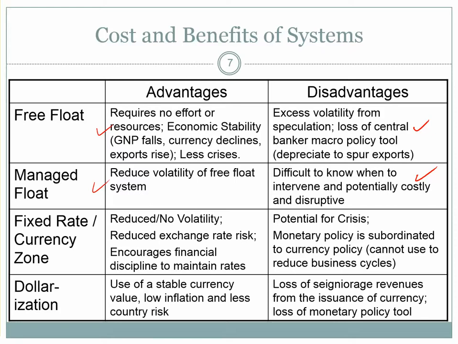A fixed rate system or a zone, like the Eurozone: the main benefit is there's actually no volatility. The exchange rate is absolutely fixed. Right? Italy and Germany have the same exchange rate. They're effectively fixed because they use the same currency. There's no exchange rate risk between Italy and Germany and France. And maybe it encourages financial discipline, as we'll talk about later. One way to try to maintain those balances is to try to have common growth and inflation targets, inflation levels.